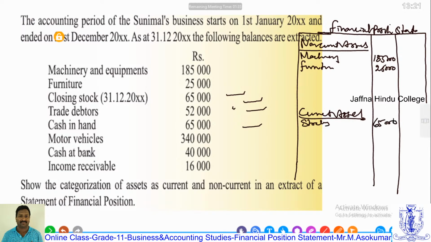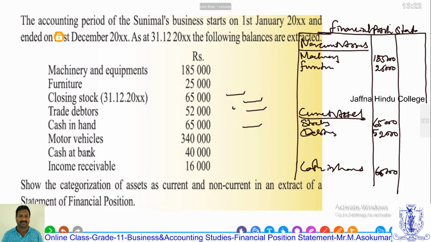Trade debtors. This is also one of the current assets. Second line, trade debtors, rupees 52,000. Cash in hand is the last asset under the current assets. It is the last line because it has 100% liquidity. Therefore, it is presented last. Cash in hand, rupees 65,000.